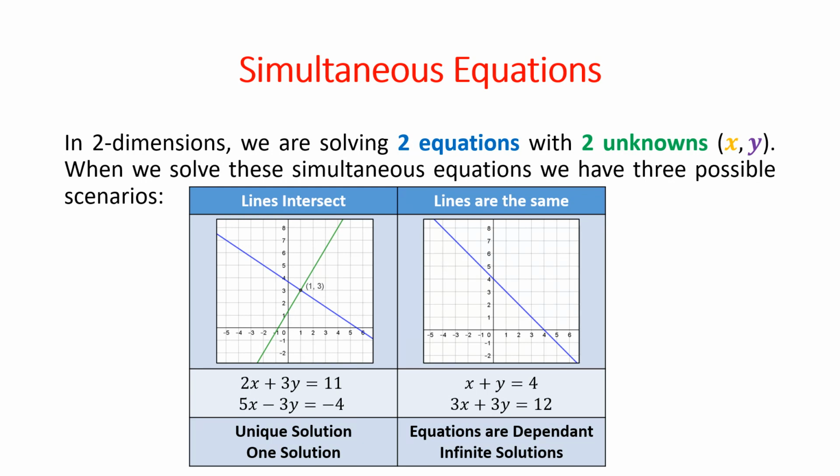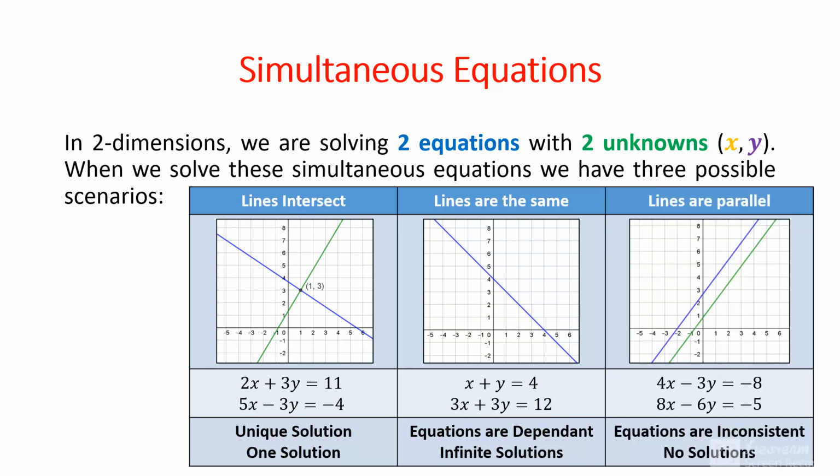We say the equations are dependent and there's an infinite amount of solutions because they intersect at many places, infinite amount of places. And the last scenario is where the lines are parallel to each other. So there are no solutions, no points of intersection, and we say equations are inconsistent.